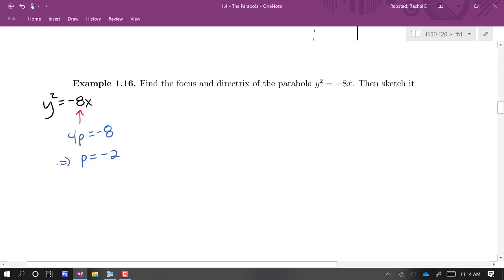So p is negative, right? So the focus is going to be negative 2, 0. That means it's going to open to the left. And that's generally true if you have a horizontally oriented parabola, regardless of where the vertex is. If p is negative, it opens to the left. And our directrix is the line x equals positive 2.